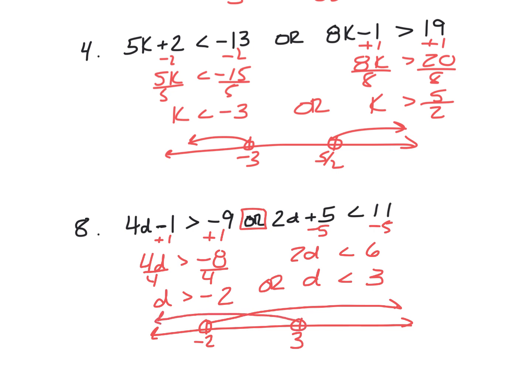So we should be alert here. This is kind of a weird situation. This number's got to be greater than negative 2 or has to be less than 3. And I believe that is true for every single number. Any number you say is either less than 3 or greater than negative 2. So we would say this one, the solution would be all real numbers. Everything makes this true.